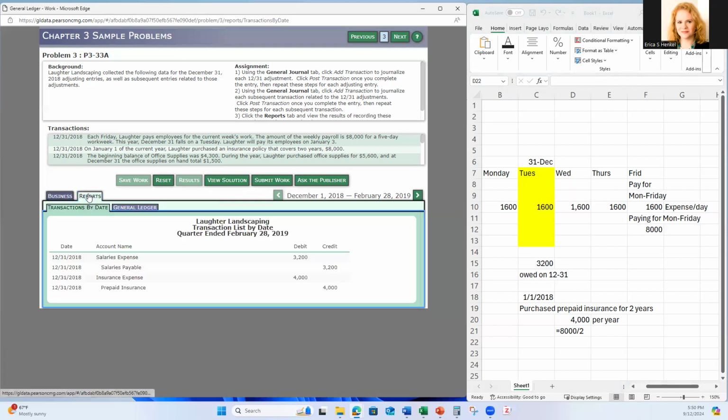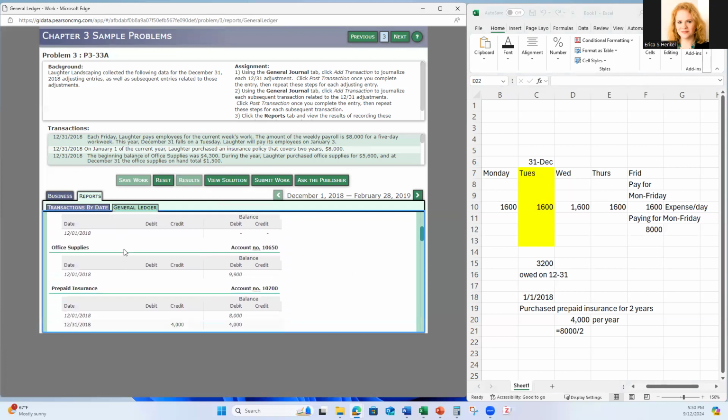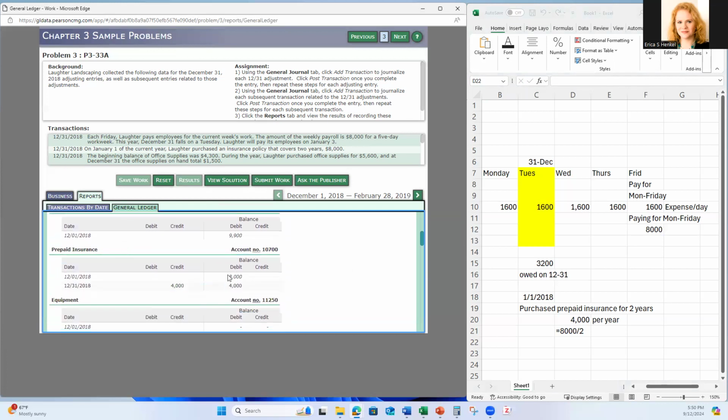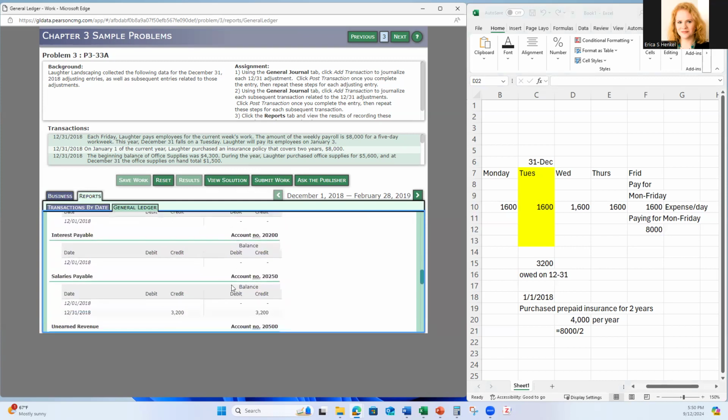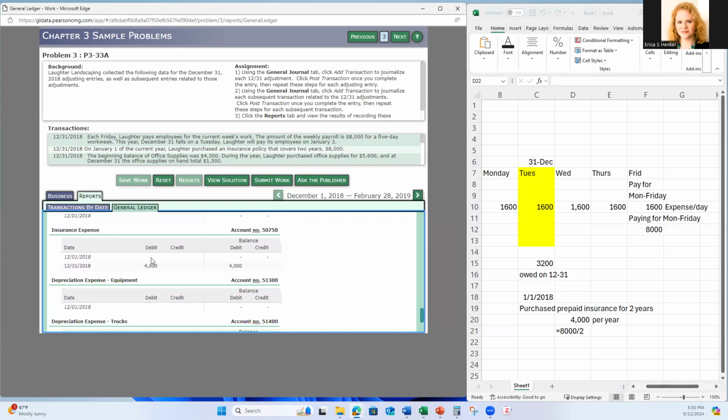So now if I go over to my transaction list, I've got my second adjusting entry there. And if I scroll over here and scroll down, I will see, okay, I started out with an $8,000 debit balance in there. I credited it for $4,000 and now I have a $4,000 ending balance. That makes sense to me. And then if I look at my insurance expense, I am recording $4,000 for that.